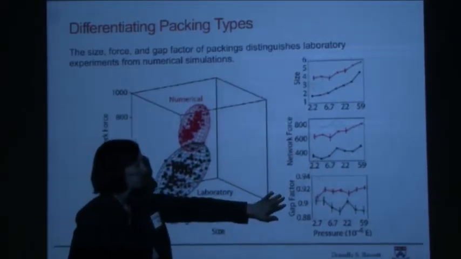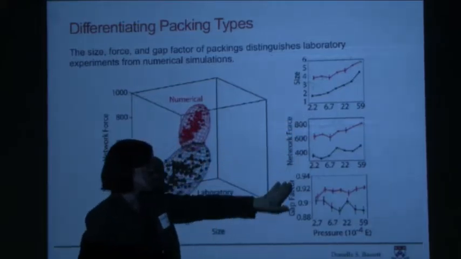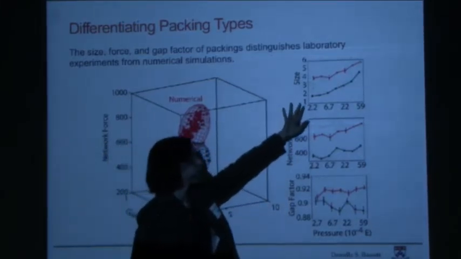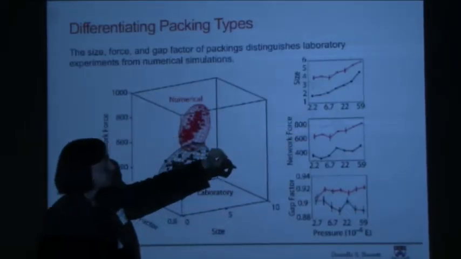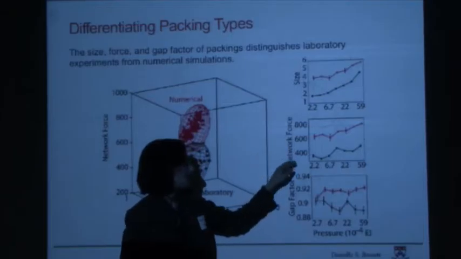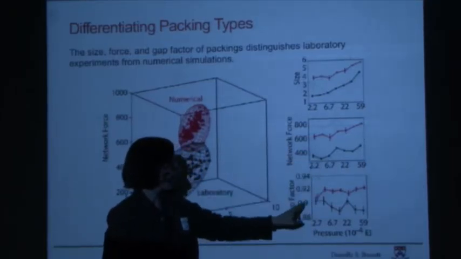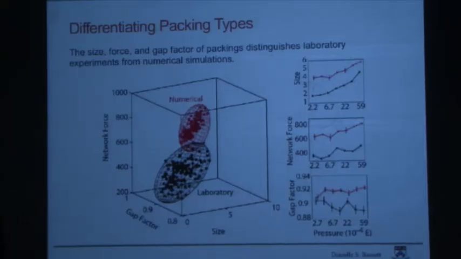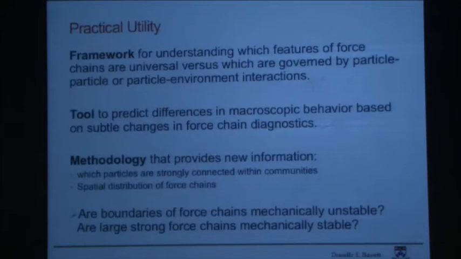And I've separated each of those factors out here, so you can see actually each of the factors is pretty good at distinguishing. So the size of the chains is much lower in the laboratory packings. The average force is lower, and the gap factor is lower as well. So this suggests to us that we can actually use this set of statistics to differentiate different types of packings.